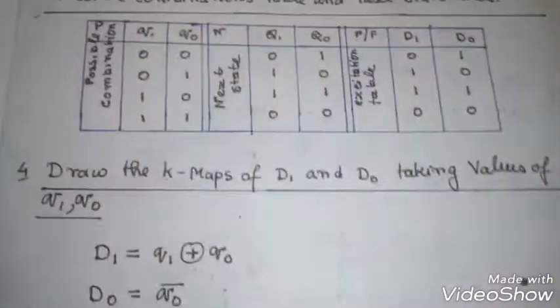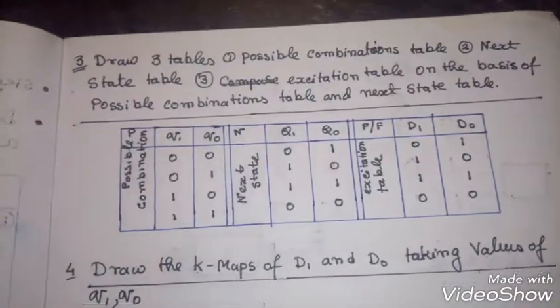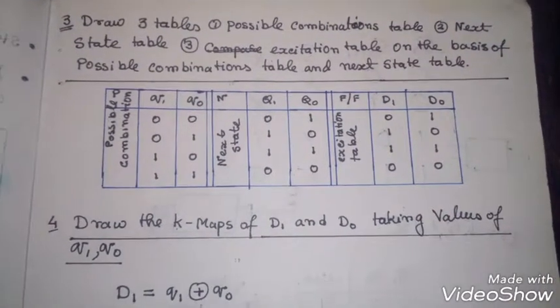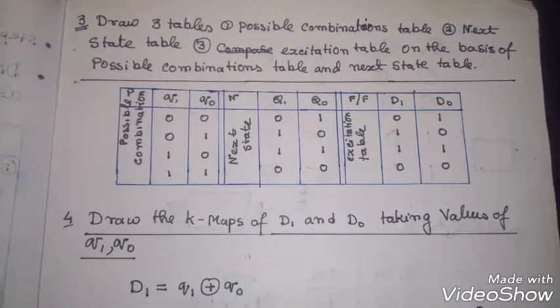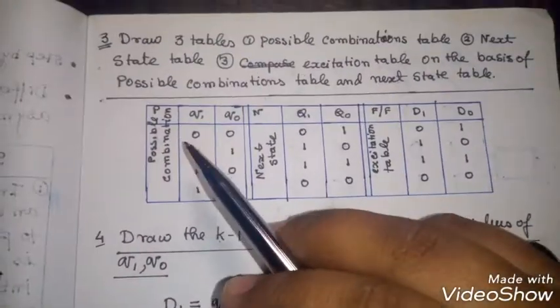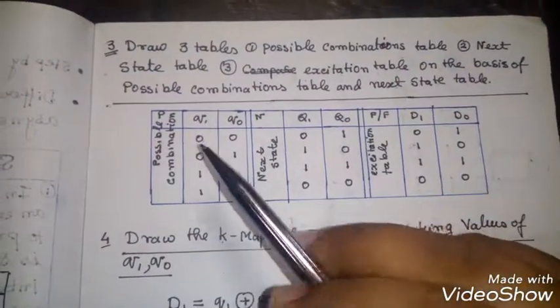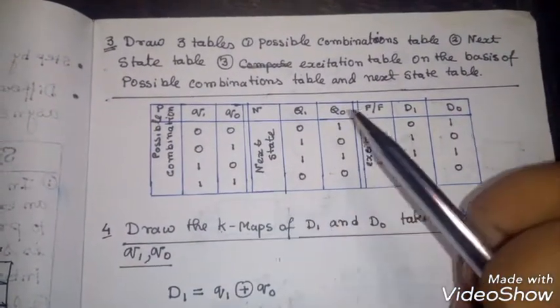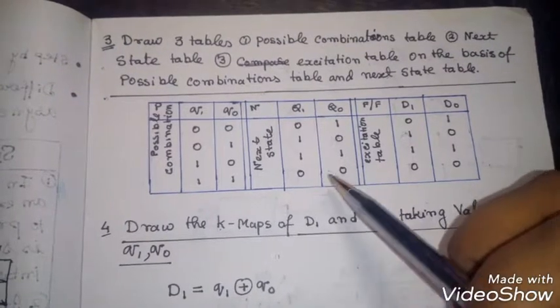After this we have to go to stage 3. This stage 3 is the most important part of drawing the circuit diagram of a mod N synchronous counter. First of all we have to draw 3 tables. One is the possible combinations table, then the next table, then the excitation table.